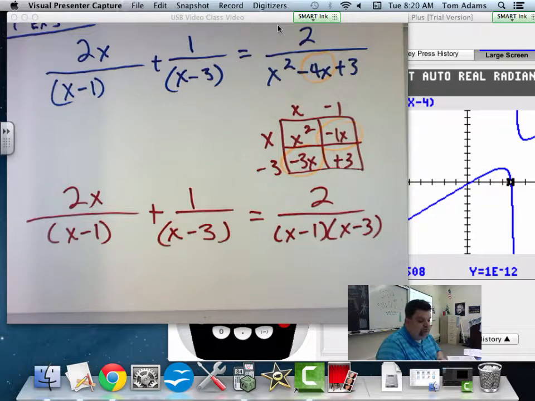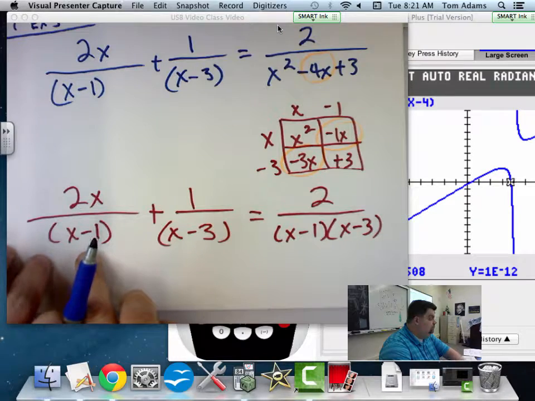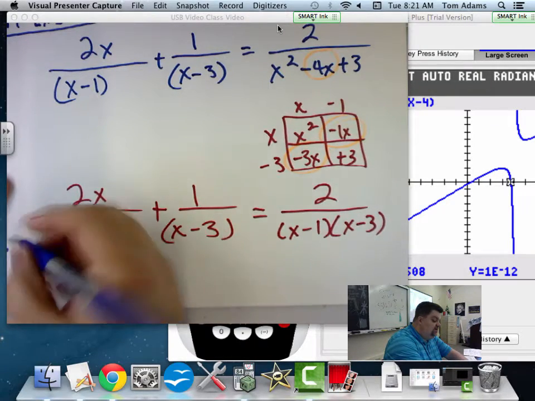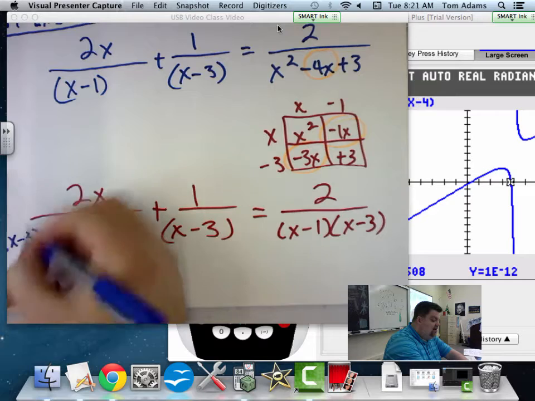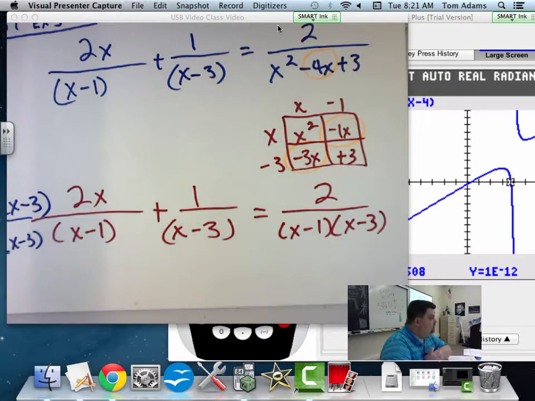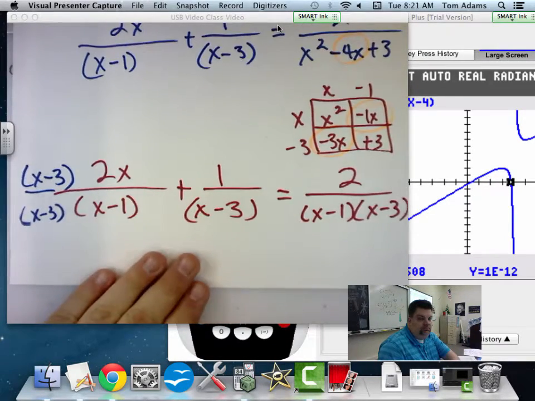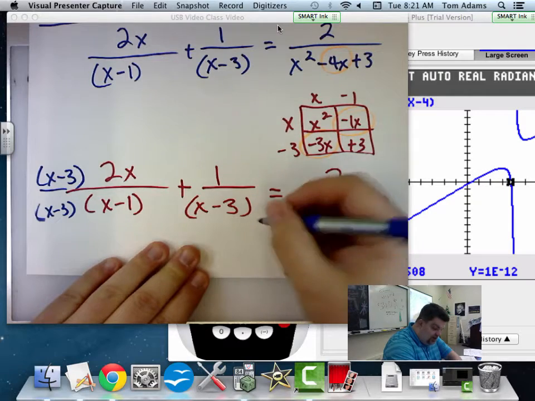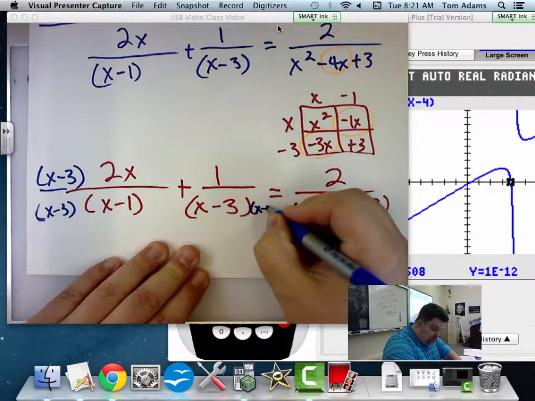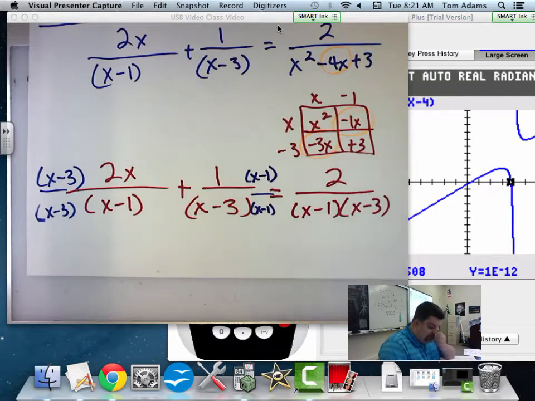Is that right? Now, in order to get a common denominator, what's this one missing? Well, it's missing x minus 3, right? Whatever I do on the bottom, I have to do on the top. Is that correct? What's this one missing? x minus 1. So I'm writing it in kind of small. x minus 1 here. Whatever I do on the bottom, I have to do on the top.